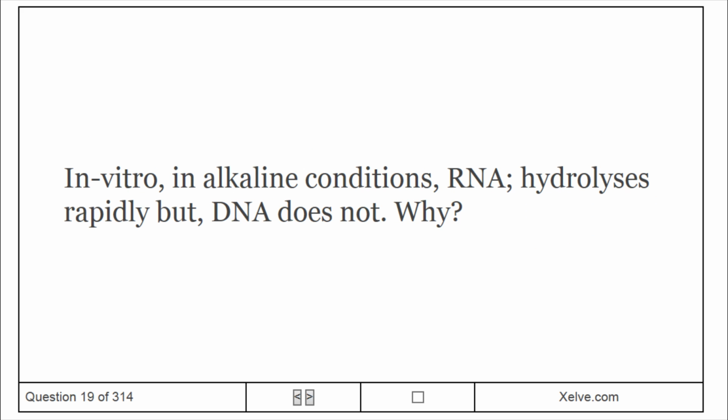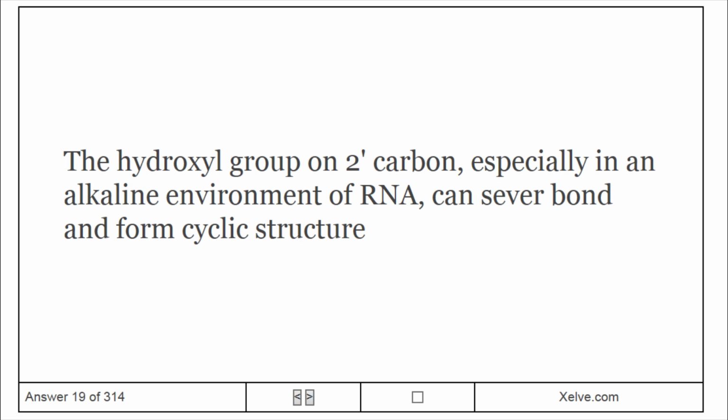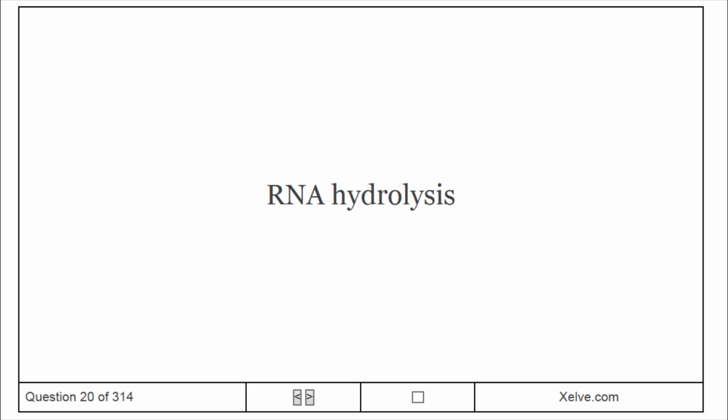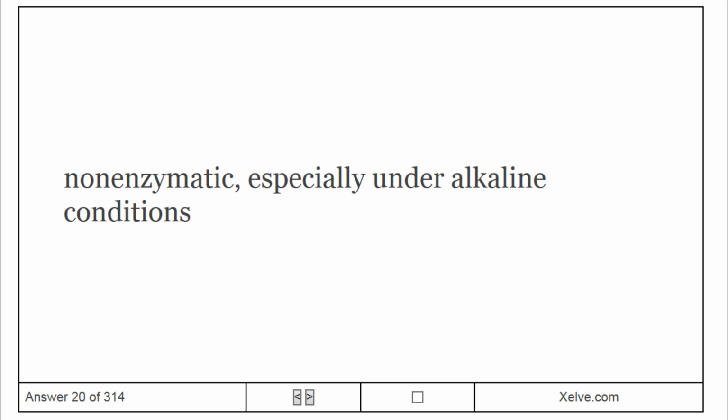In vitro, in alkaline conditions, RNA hydrolyzes rapidly but DNA does not. Why? The hydroxyl group on the 2-carbon of RNA, especially in an alkaline environment, can sever the bond and form a cyclic structure. RNA hydrolysis is non-enzymatic, especially under alkaline conditions.